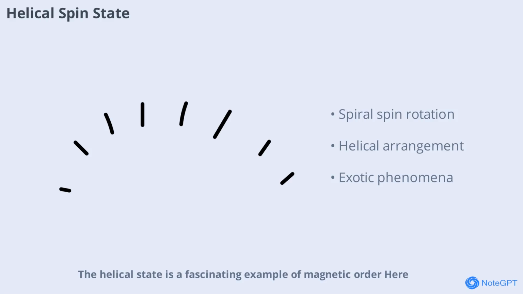The helical state is a fascinating example of magnetic order. Here, spins rotate in a spiral fashion, forming a helix. This occurs due to competition between nearest neighbor and next nearest neighbor interactions. Helical spin states are found in certain magnetic materials and can lead to exotic phenomena such as multiferroicity. Studying these states helps scientists uncover new ways to control and utilize magnetic properties in advanced devices.